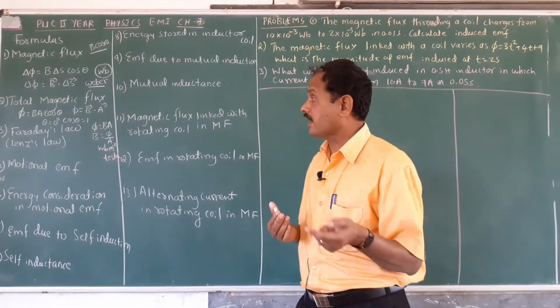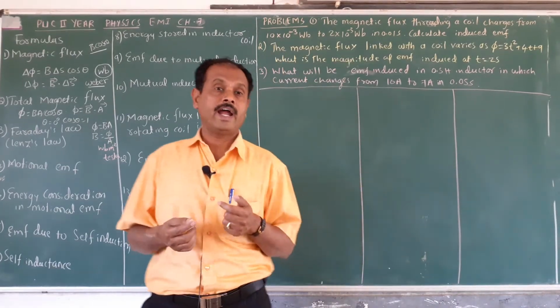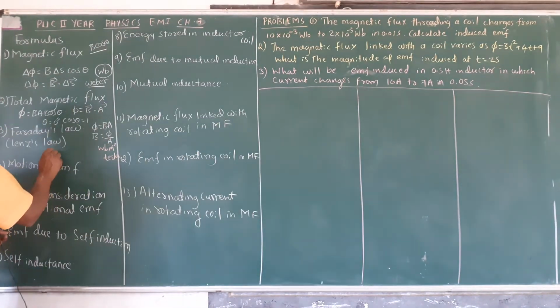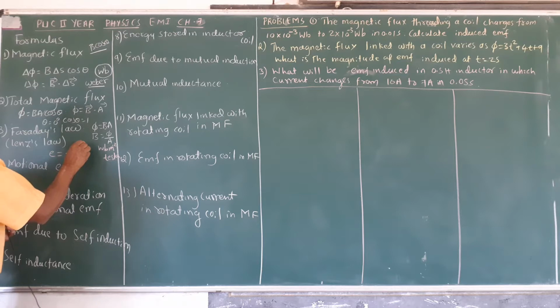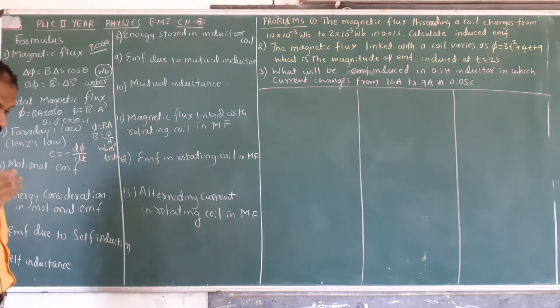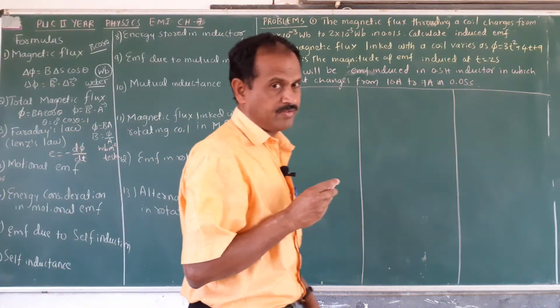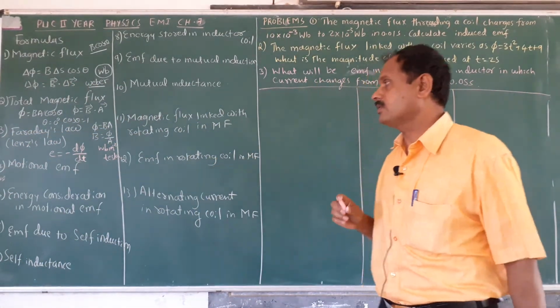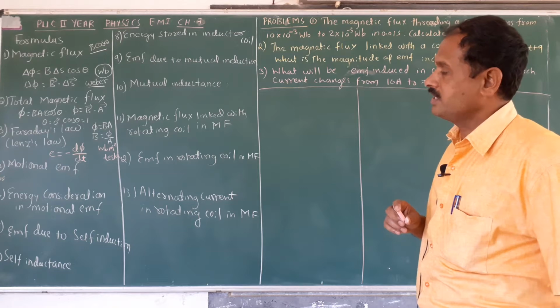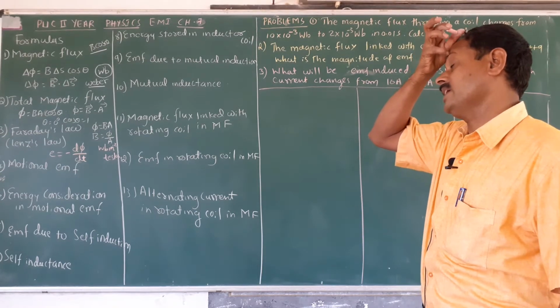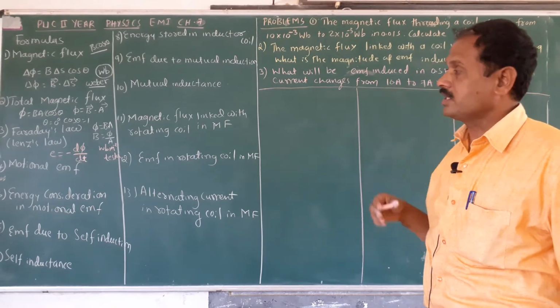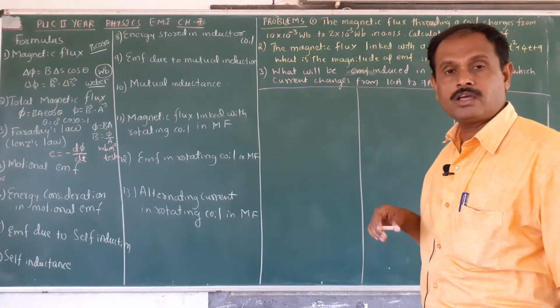According to Faraday's law and Lenz's law, that EMF is E equals minus d phi by dt. It means the rate of change of magnetic flux. The induced EMF is equal to the rate of change of magnetic flux. The negative sign indicates that the direction of the induced EMF opposes the change in the magnetic flux.